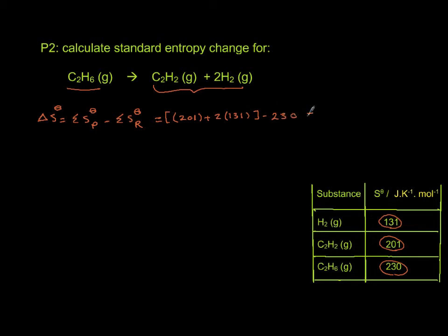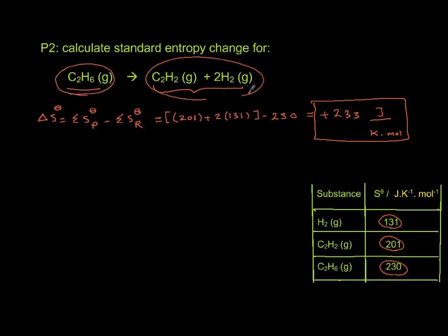If I didn't make any mistake, this becomes positive 233. Then again, joules per Kelvin per mole. Write your units until it becomes friendly. Now let's see if it makes sense that it's positive. You see on the reactant you have 1 particle versus on the product which you have 3 moles or 3 particles of gases. So definitely delta S is increasing, delta S should be positive, and we just calculated that it's positive.